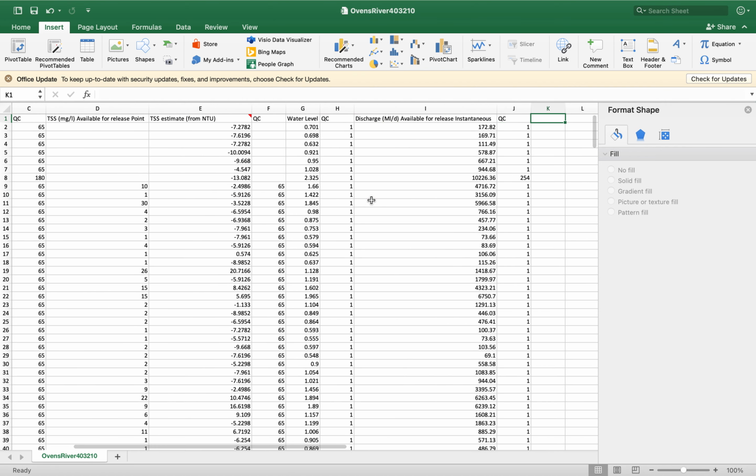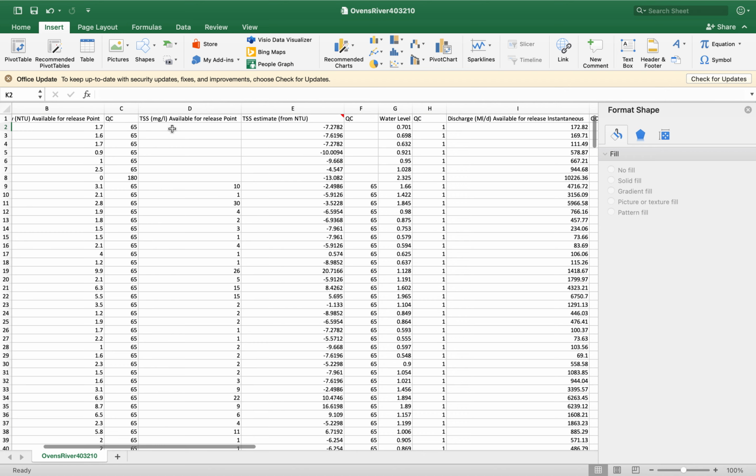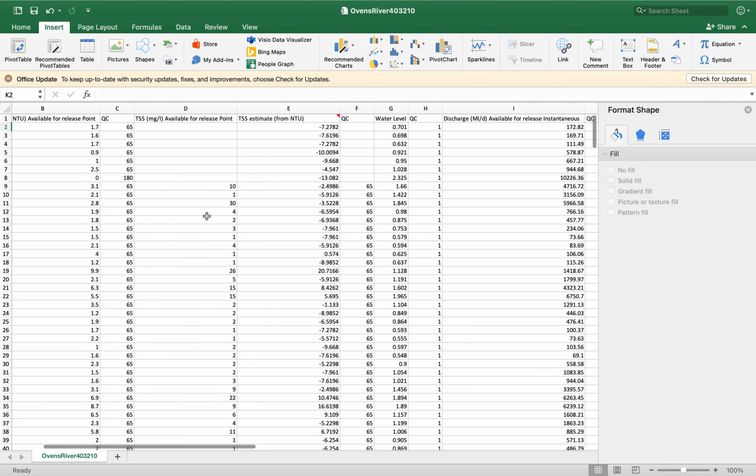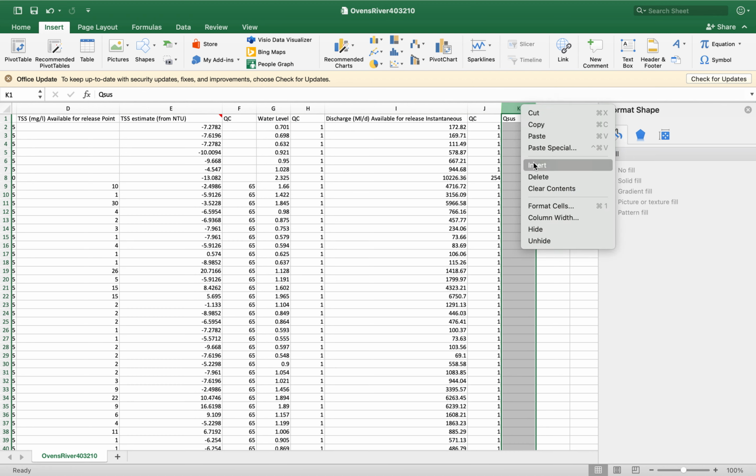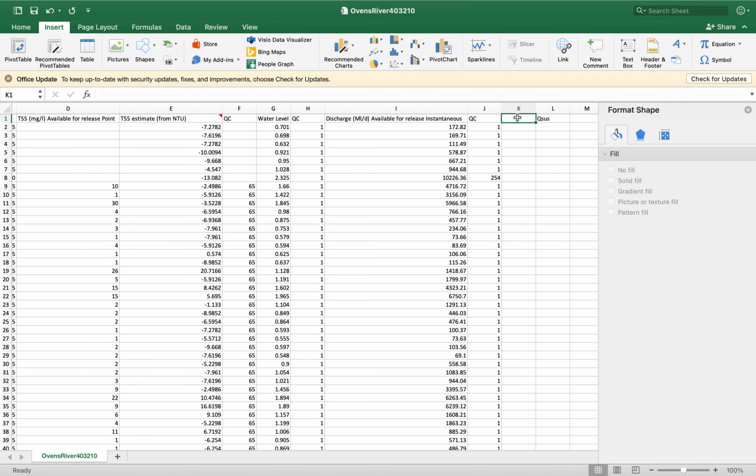So I would like to know what the load is, Q suspended. The suspended load is the concentration of TSS times how much discharge there was. My discharge is in megaliters and my TSS is in liters. So first of all, I need to fix those units. So I want to, first of all, have discharge in liters, not megaliters.